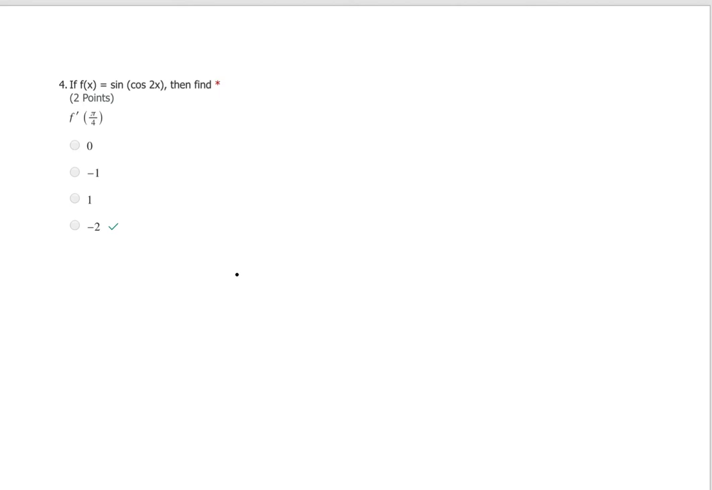Okay, question 4 asked us to find, f of x is equal to sine of cosine of 2x, find the derivative at pi over 4. So let's start by finding the derivative of this function. So given that f of x is equal to sine of the cosine of 2x, notice that we have the chain rule going on. We have an inside function, which is cosine of 2x. We got sine of some inside function. So that means when I take the derivative of this, I'm going to have to use the chain rule.